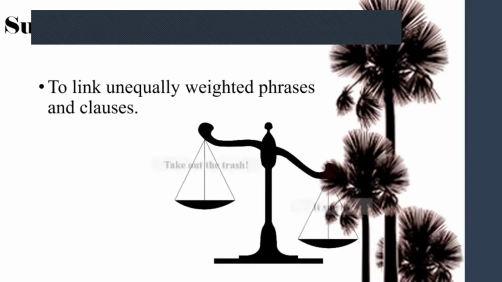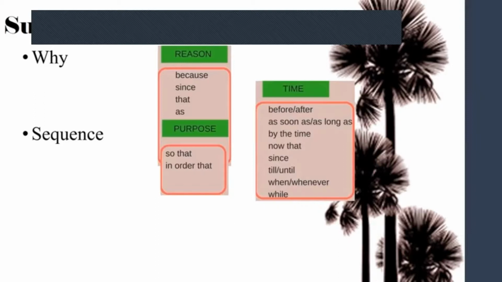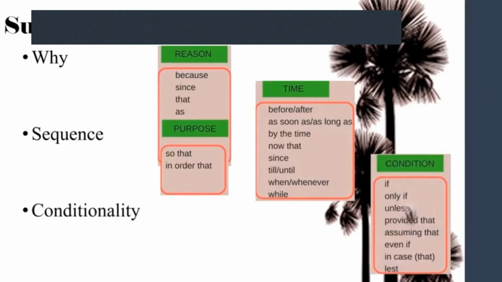Subordinating conjunctions. These are used to link unequally weighted phrases and clauses. One clause or phrase is more important than the other. Subordinating conjunctions can tell you why, giving you the reason or the purpose. They can show you the sequence, or talk about conditionality. When the clause starts with the subordinating conjunction, it is a subordinated clause.